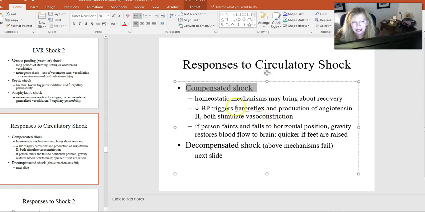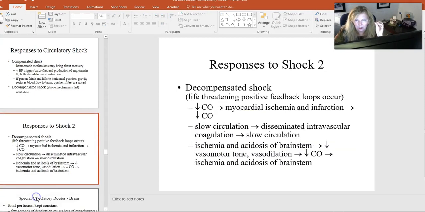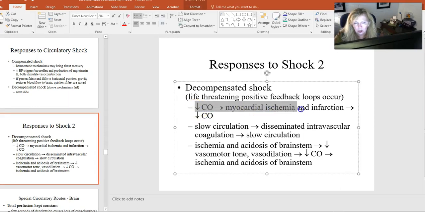Compensated shock means that your body is going to react to this and actually get you back in homeostasis. So for example, the person fainting and falling horizontal, that's going to help them. These are the kind of things that can help them. Hormone secretions, that's all going to help. But if that doesn't happen, decompensated shock is going to be the next step that can happen, and without medical intervention, this can lead to death. So what's going to happen is that this can actually lead to the heart ending up getting a signal to just stop.